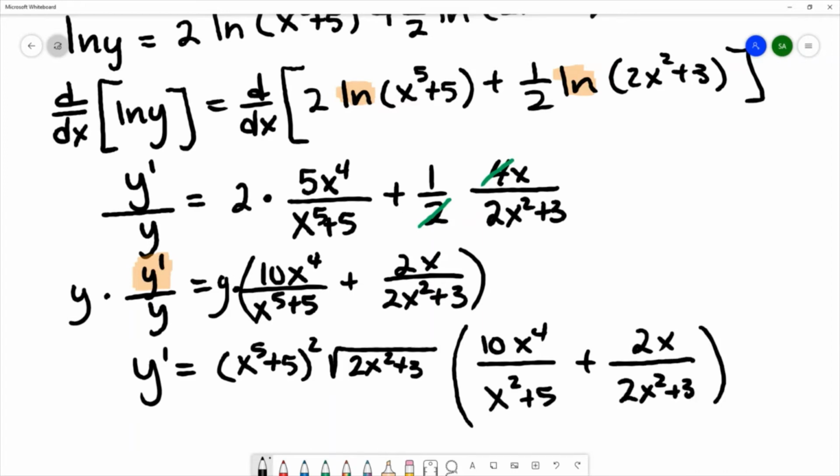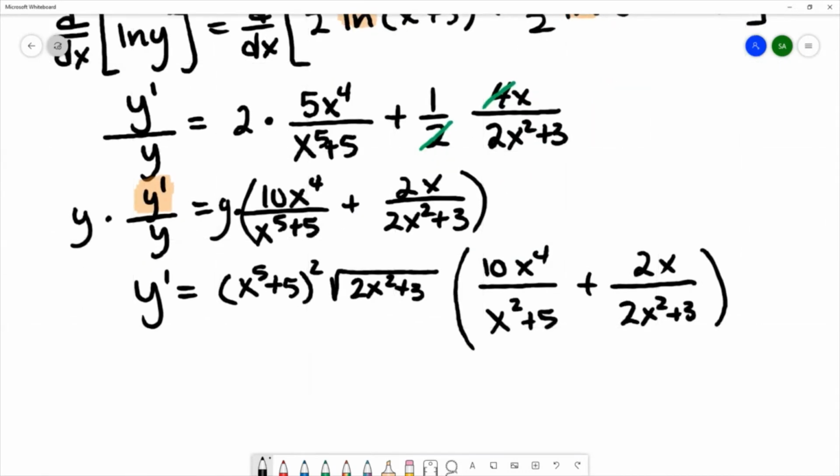So we have now calculated the derivative. The derivative of y is x to the 5th plus 5 squared times the square root of 2x squared plus 3, times the quantity x squared, 10x to the 4th over x squared plus 5 plus 2x over 2x squared plus 3. So this is the derivative.